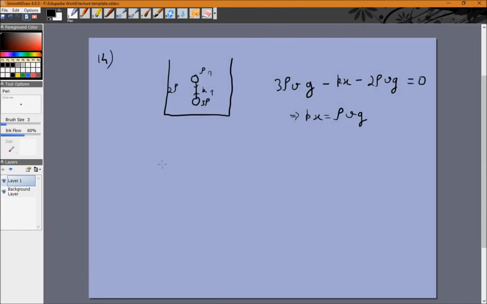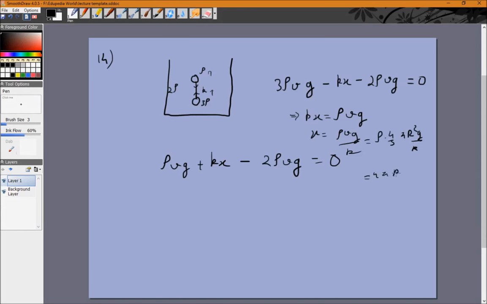Now for the upper one, we'll have mg of ρVg downwards plus kx downwards and minus the 2ρVg buoyant force. And kx is ρVg, so this is exactly equal to 0. The fact that it is exactly equal to 0 means that the light sphere is completely submerged. And what is the elongation? x will be ρVg by k, which is ρ into 4 by 3 πr² g by k, or 4πr³ρg by 3k.